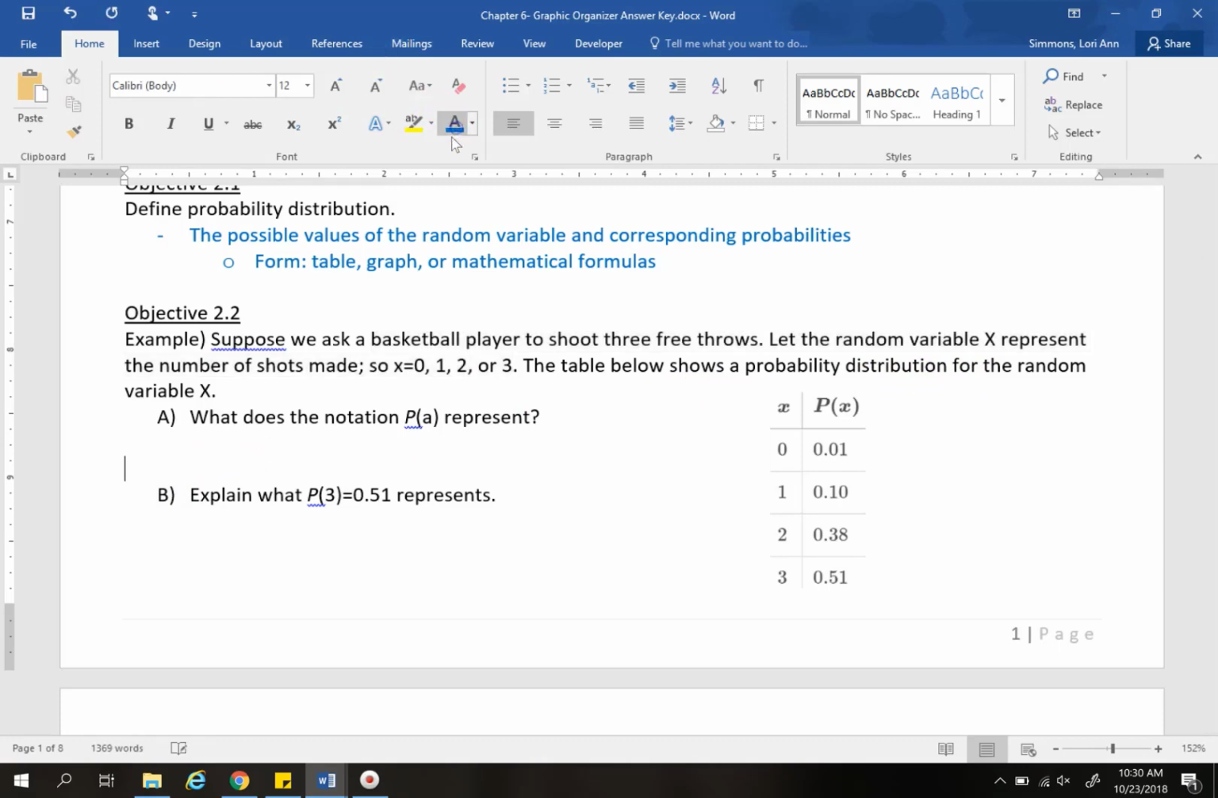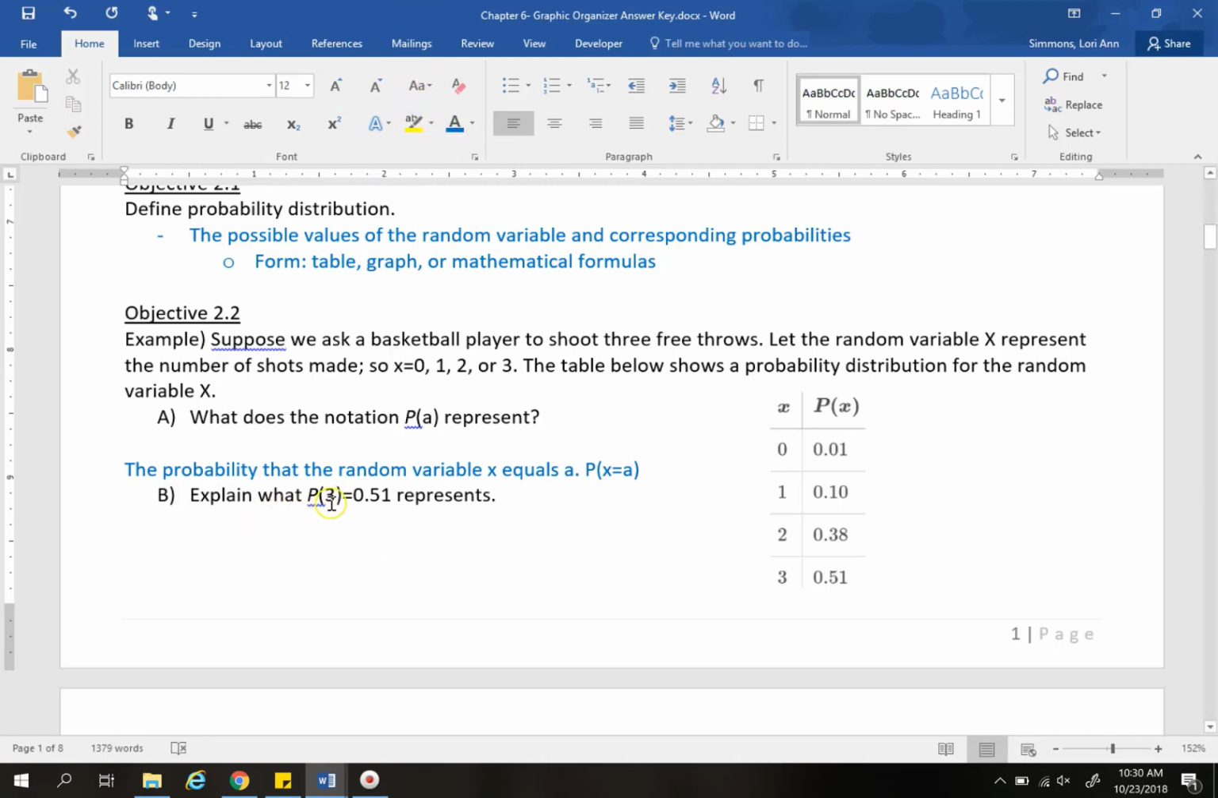What does the notation P of A represent? This means the probability that the random variable x equals A. Another way to write this is the probability that x is equal to A. And I will most likely be using this more often than this notation, just because I prefer it, and to me, it tells you a little bit more of what's going on.